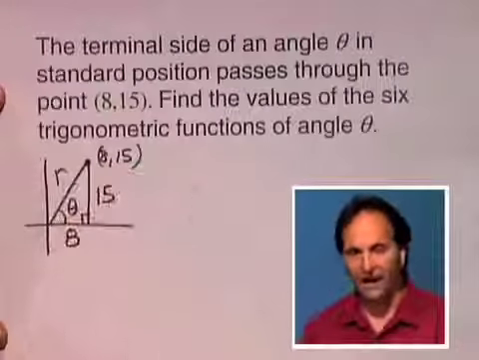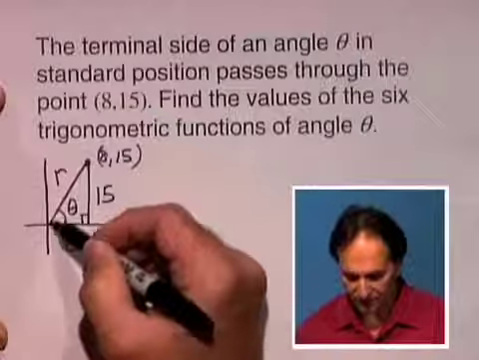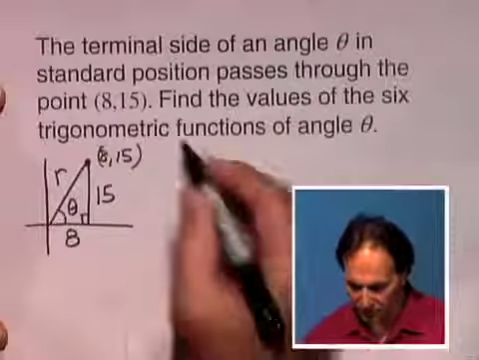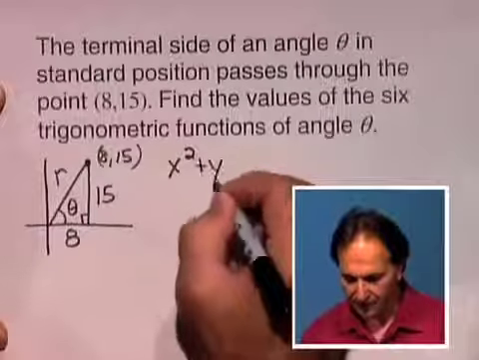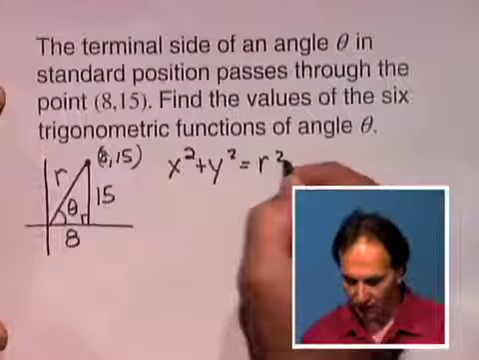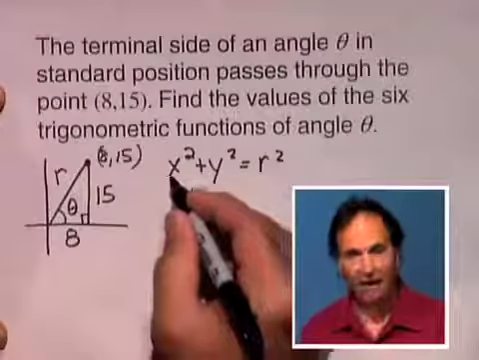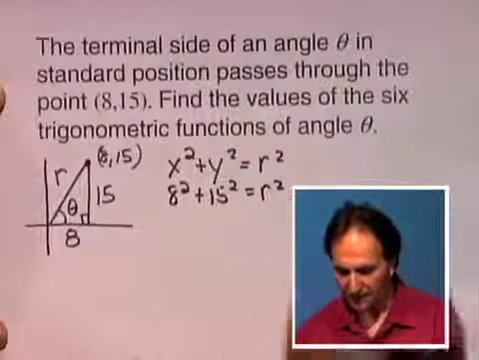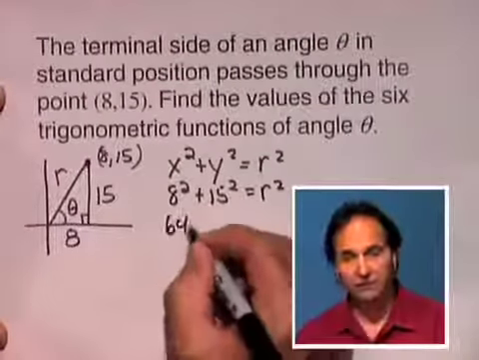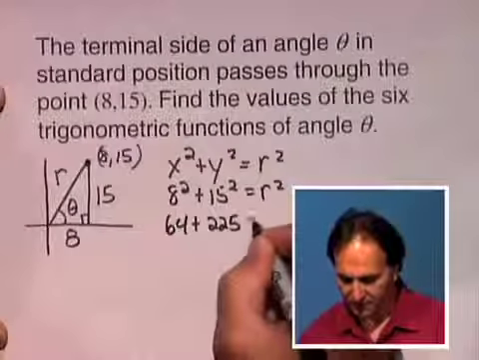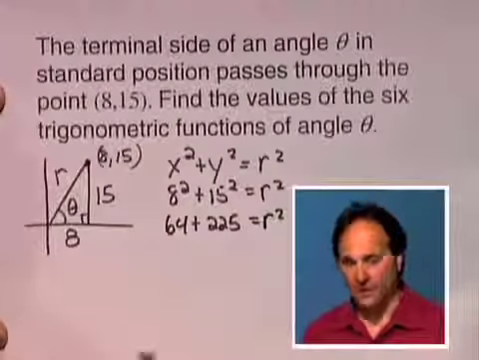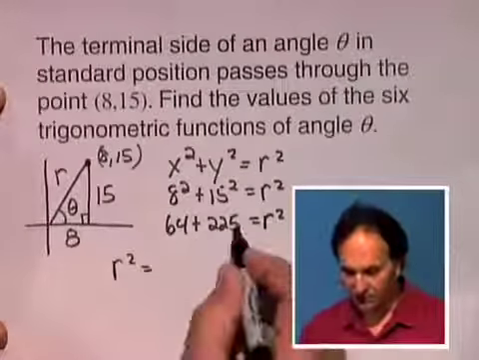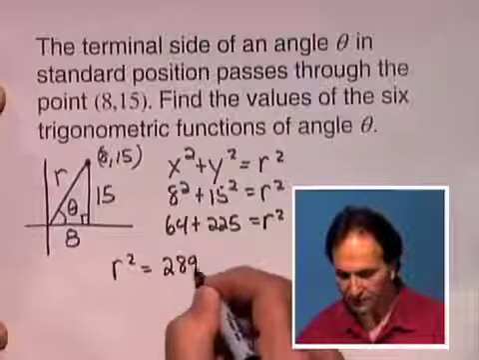Of course, we want to find the value of r, which is the hypotenuse of this right triangle that we've drawn. To do that, we use x squared plus y squared equals r squared. And therefore, 8 squared plus 15 squared equals r squared. That's 64 plus 225 equals r squared. Then I'm going to rewrite this over here with r squared first is equal to the sum, which is 289.